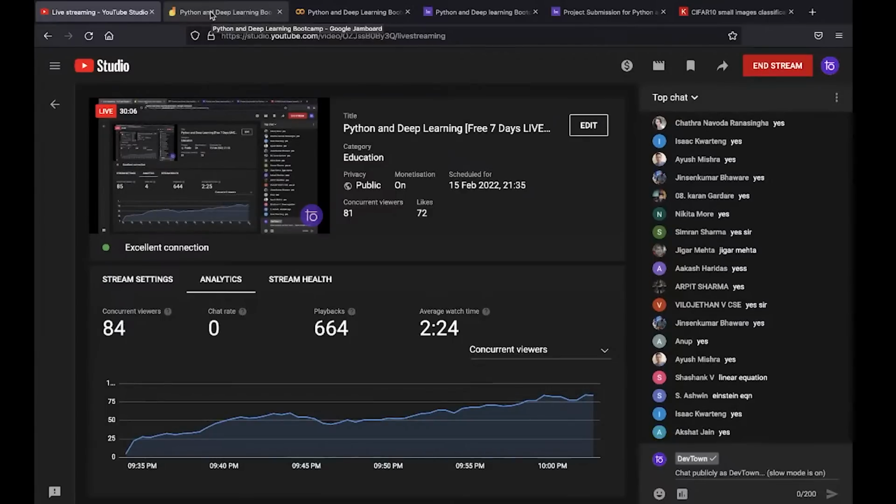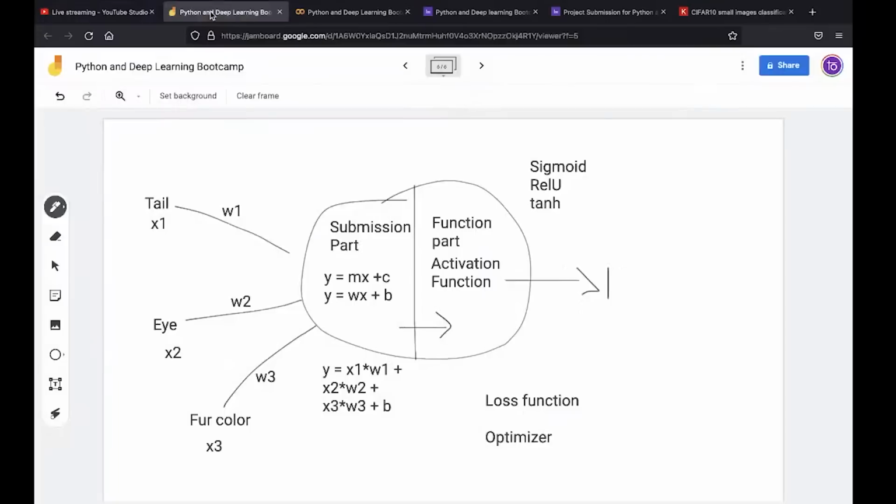All the rest of the percentage that remains unoccupied is known as the loss. So the more the loss, the less the accuracy. Always remember this: the more the loss, the less the accuracy, and vice versa.